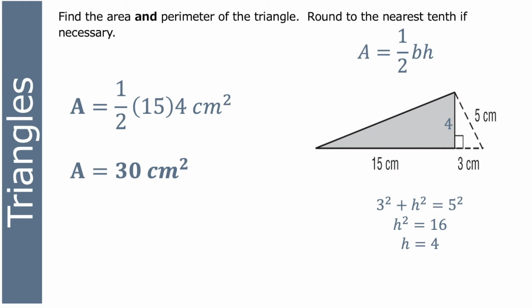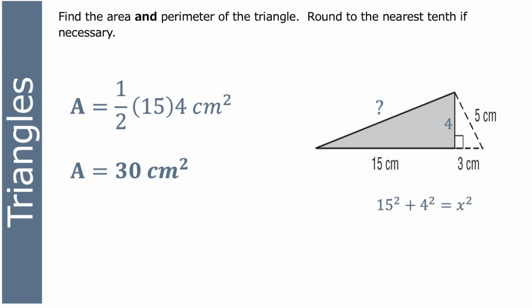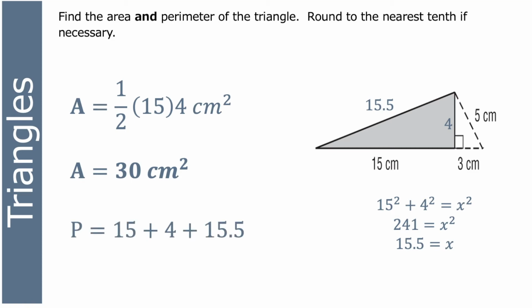Now to find the perimeter of that shaded area, we also need to find the hypotenuse again. So what's that? Well, we can use the Pythagorean theorem. 15 squared plus 4 squared equals x squared, and we can solve for x, giving us a hypotenuse of 15.5. Add all the sides of that triangle together, and we get a perimeter of 34.5 centimeters.